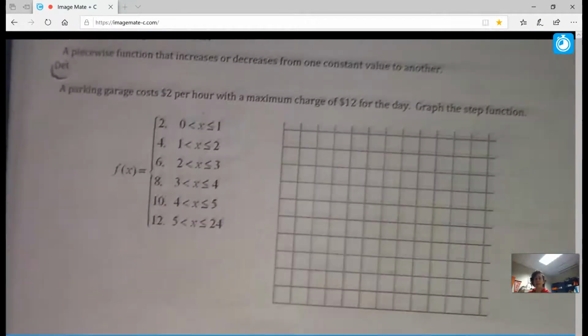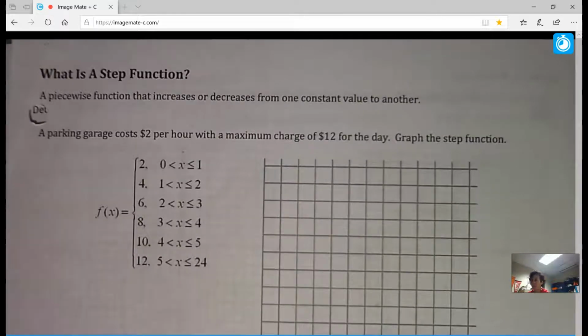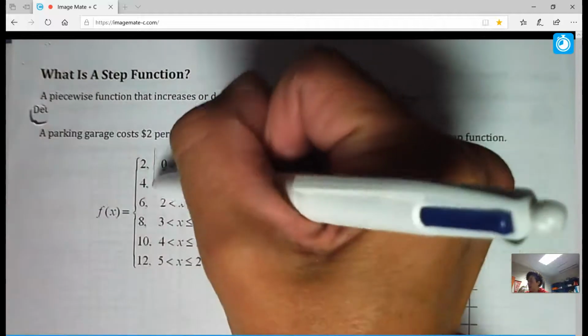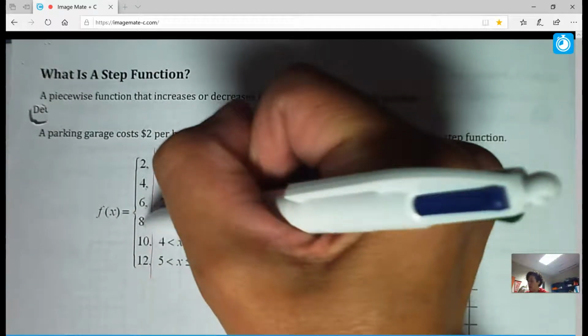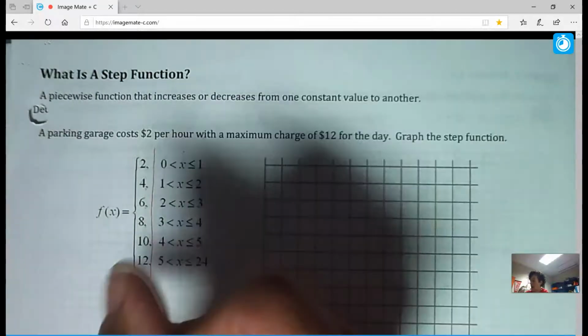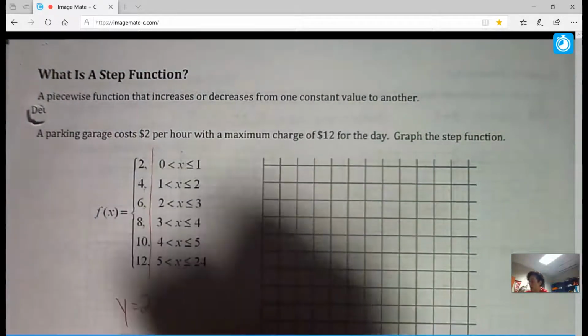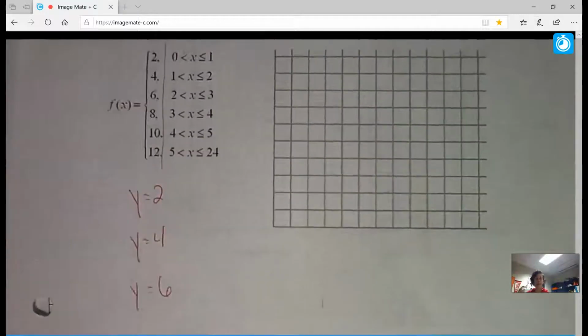Last type of piecewise function. This is called a step function. So again, I got a lot of boundary walls here. And to the left, these are the equations that I'm going to graph. So remember, f of x is just y. So I'm going to graph y is 2, y is 4, y is 6, sorry, you can't see that, etc.